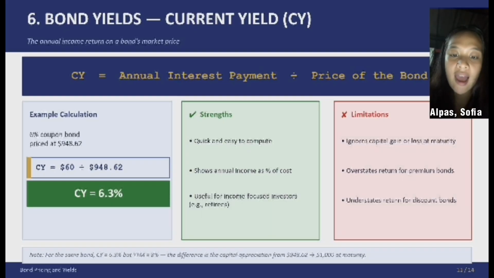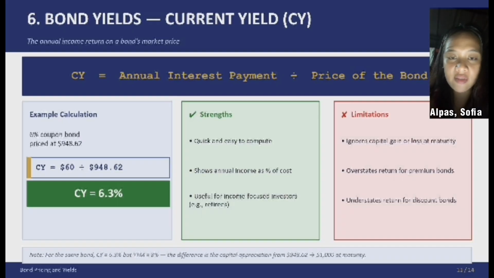For example, a 6% coupon bond pays $60 annual interest and it's currently priced at $948.62. The computation is: current yield is equal to 60 divided by 948.62, which is equal to 6.3%. This means the investor earns a 6.3% annual income based on the bond's current price.